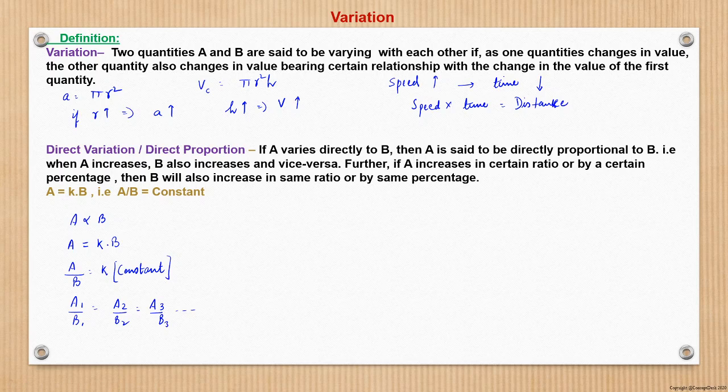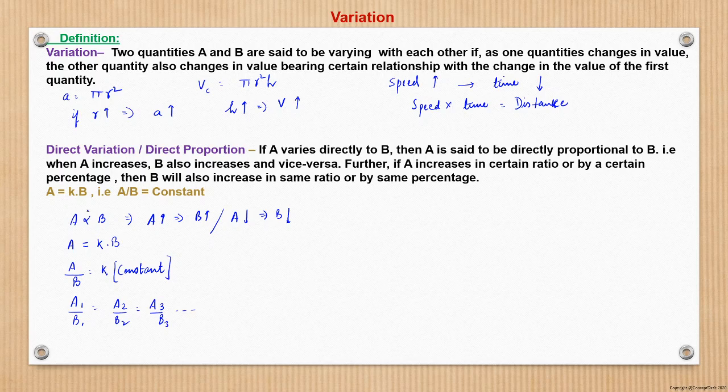So what did we study? We studied that direct variation is, if a varies directly to b, then a is said to be directly proportional. What we mean by a varies directly to b is that if a increases, then b will also increase, or if a decreases, then b will also decrease. It's not only that if a increases, b will increase. B will increase in the same ratio or same percentage terms as a has increased. So the percentage increase in a will be the same as the percentage increase in b. This is the direct variation or direct proportion.